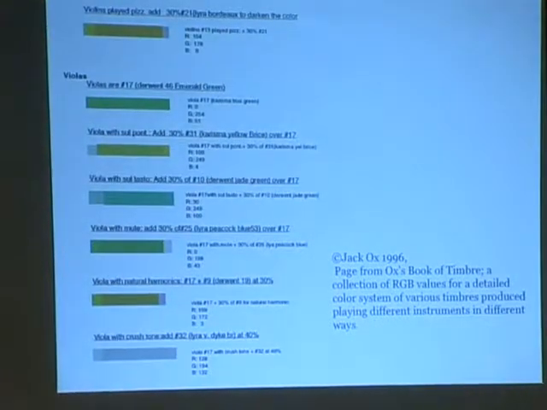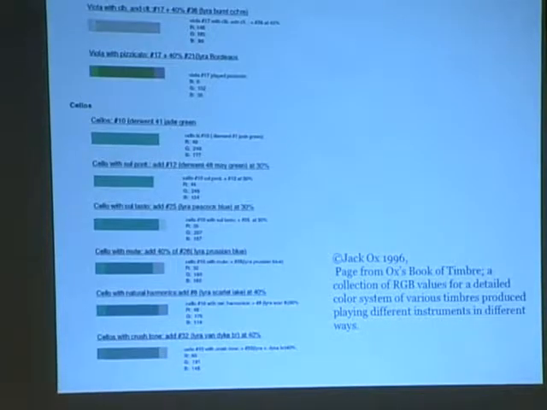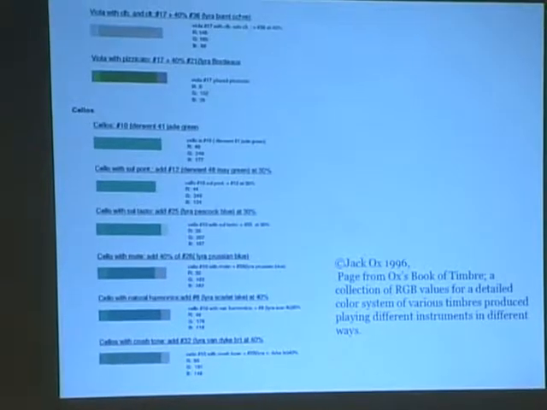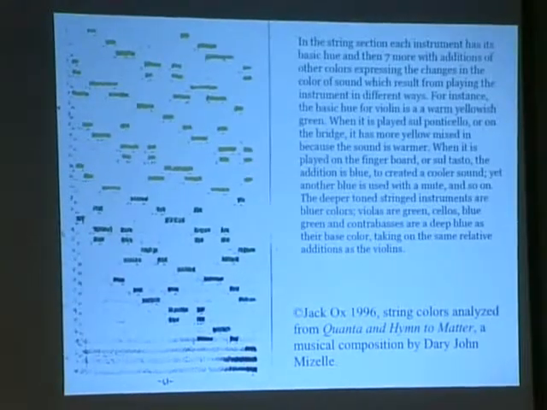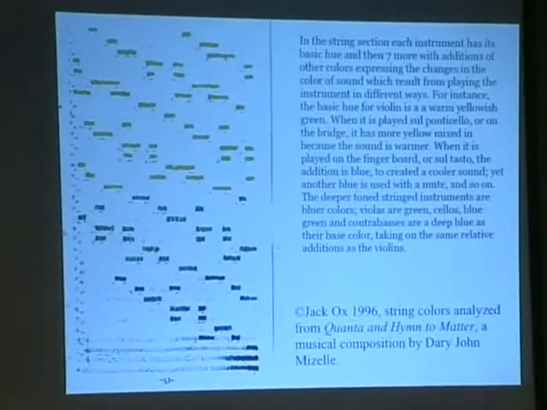Violas go into greens with the same changes. Cellos are greener, and you know, double basses go into deep blue, and you can't see it.